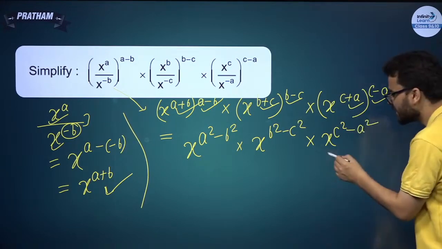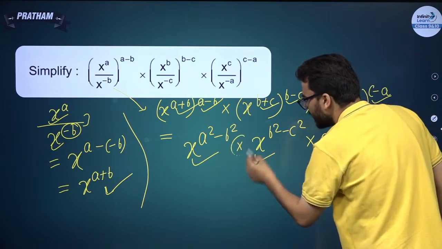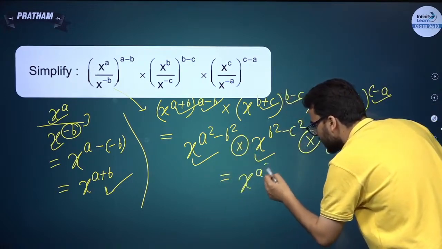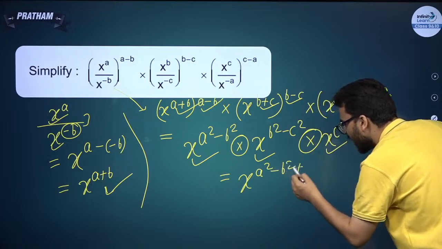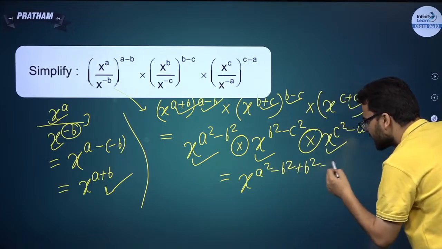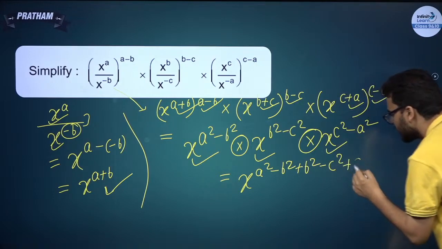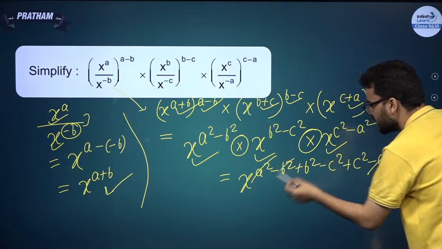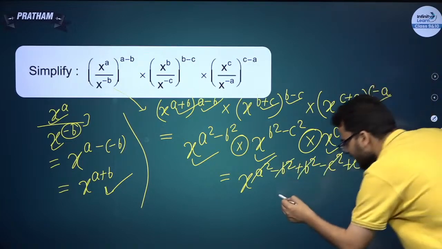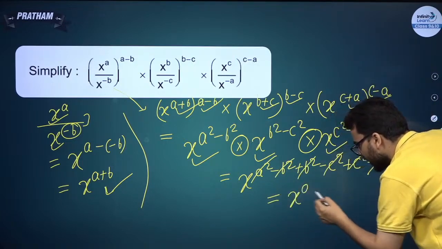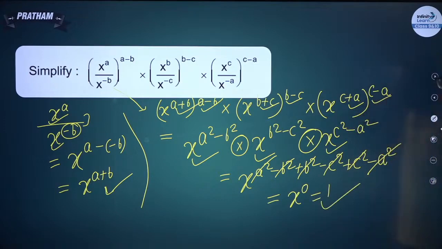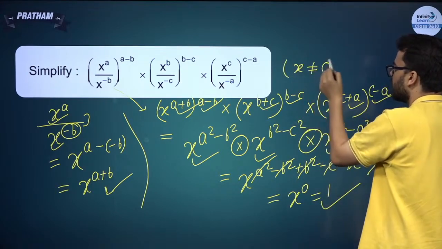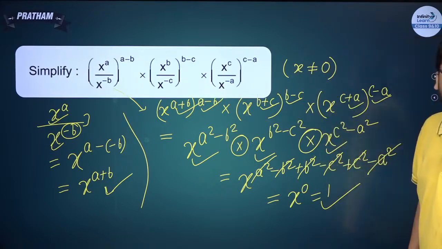Now you see again the same base is there and multiplication is in between them. So what we can do? Add the exponents. So I'll get a square minus b square plus b square minus c square plus c square minus a square. So what I can do? I can cancel out these things, you see. So what are we left with, guys? x raised to the power 0 only, and x raised to the power 0 is 1. And obviously, needless to say, x is not equal to 0 over here, right? I hope this is clear to every student.